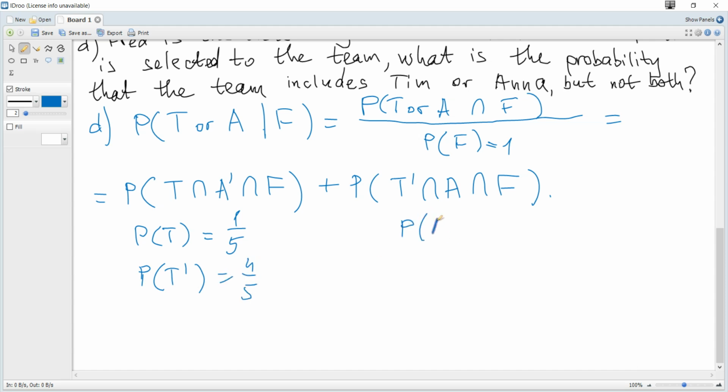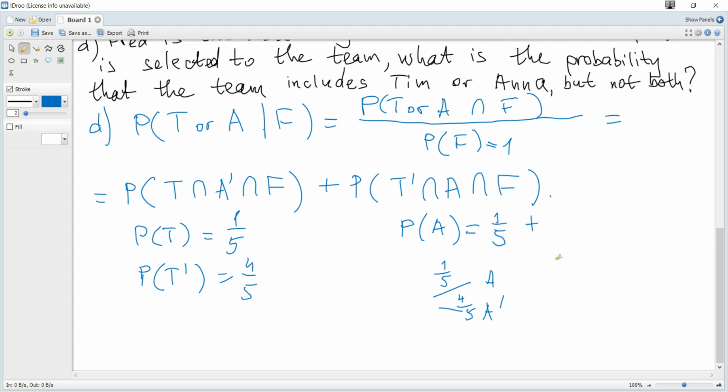Let's find the probability to choose Anna. We choose 2 girls, so Anna may be chosen on the first trial, and the probability to choose Anna, it becomes what? 5 girls in total, so it's 1 over 5. To choose not Anna, 4 over 5. So Anna may be chosen on the first trial, so it's 1 over 5.